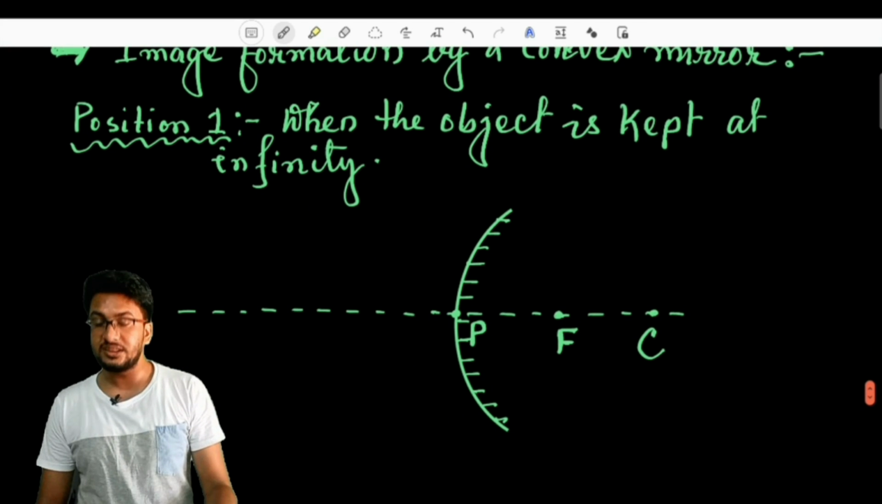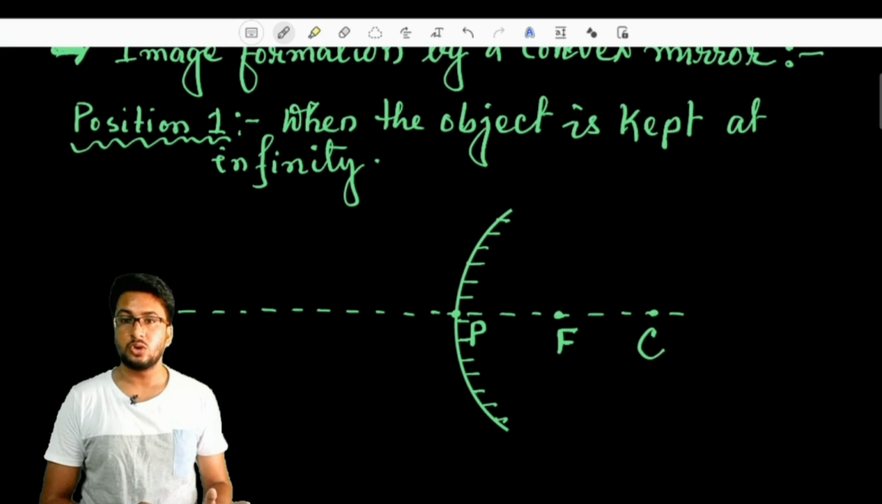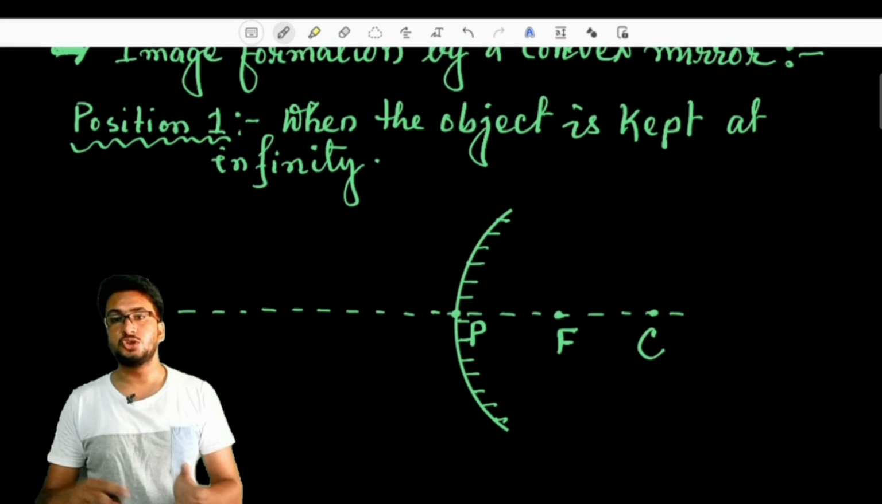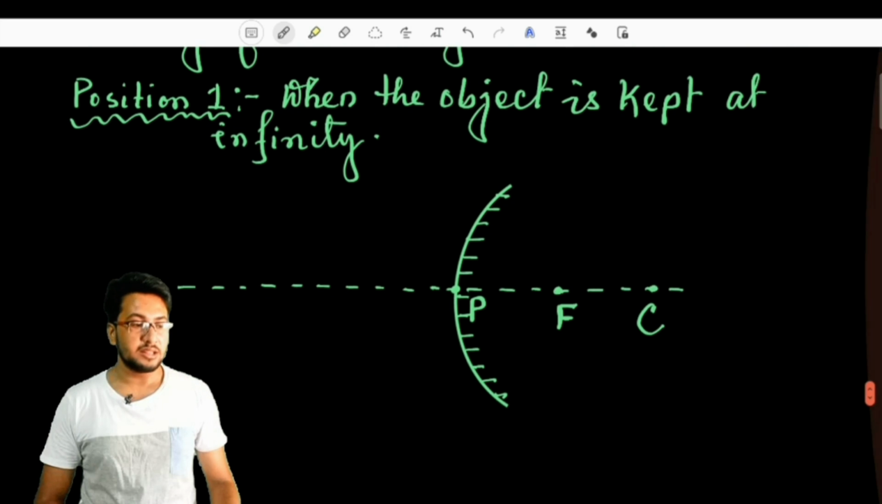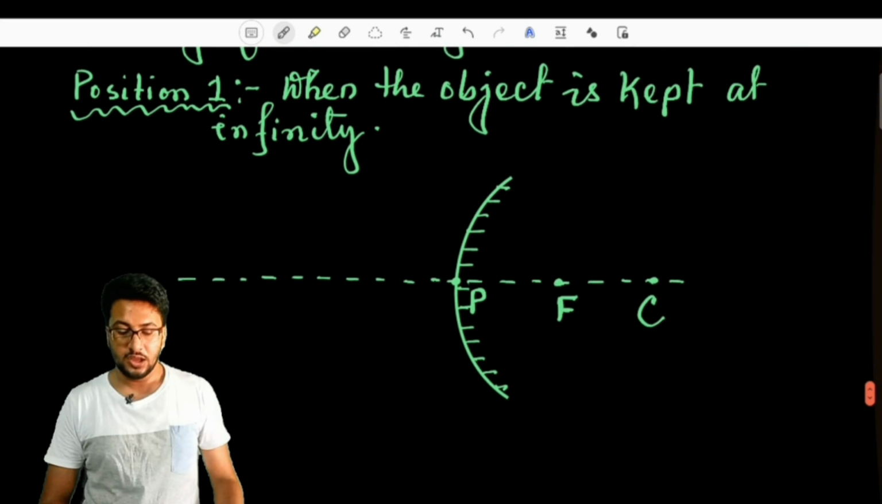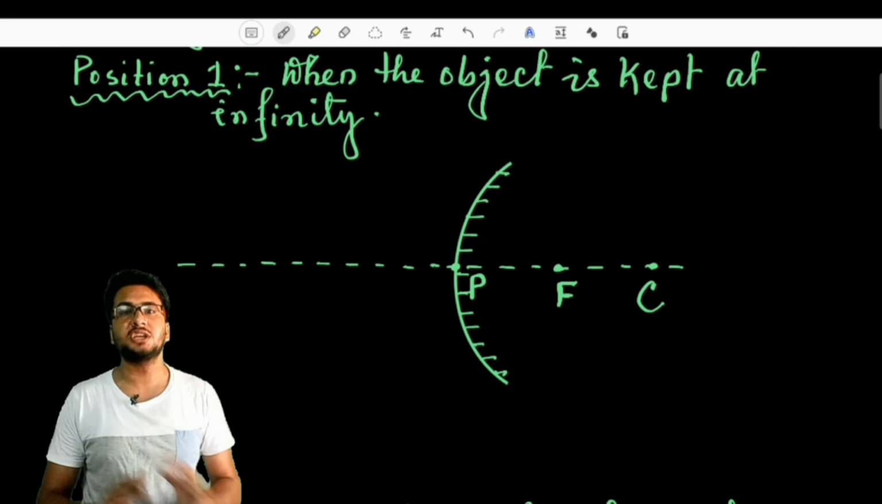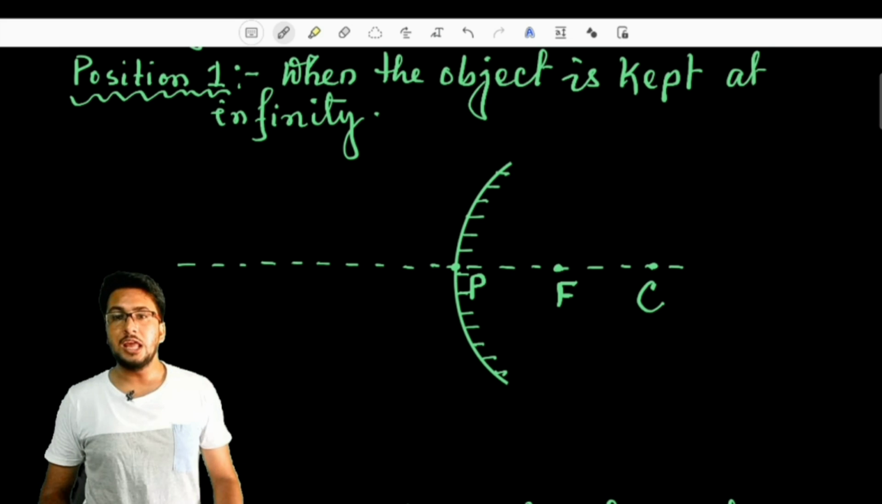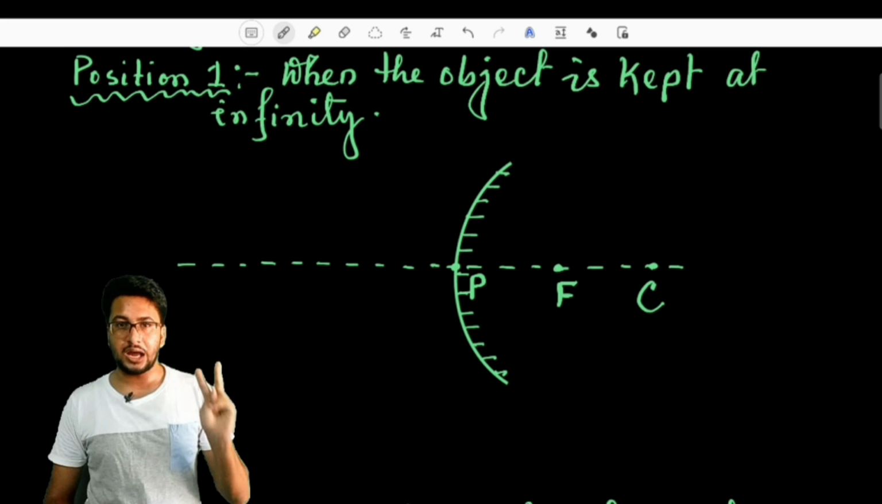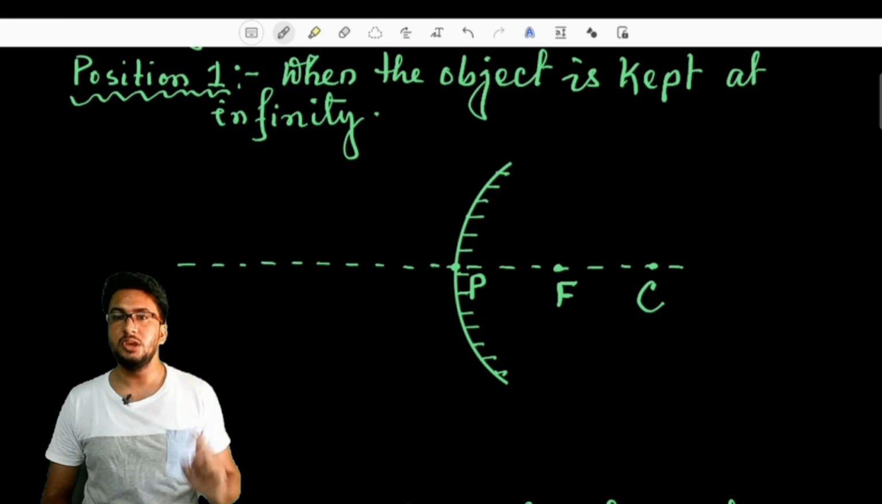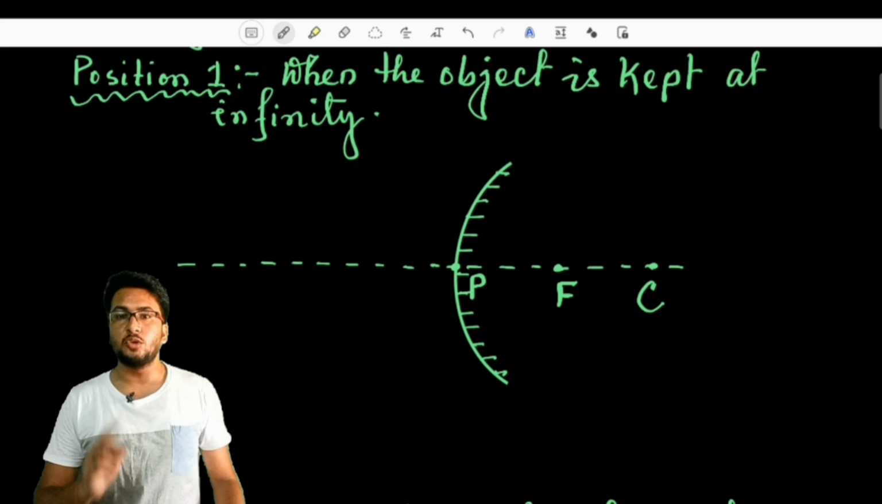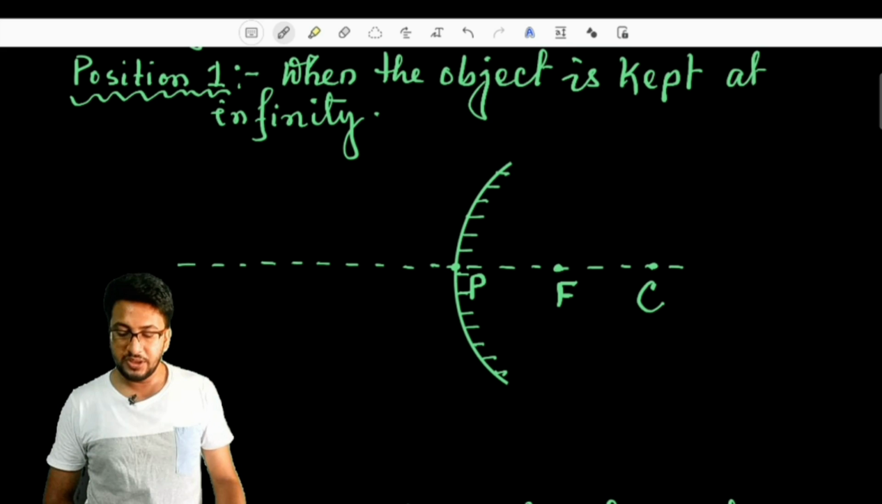Why? Because the center of curvature and the principal focus are all virtual points in the case of a convex mirror, and they are at the back of the mirror. So we will not get 6 positions for keeping our object in front of a convex mirror. Only 2 positions are possible when forming the image by a convex mirror. So the position 1 of the object will be at infinity.